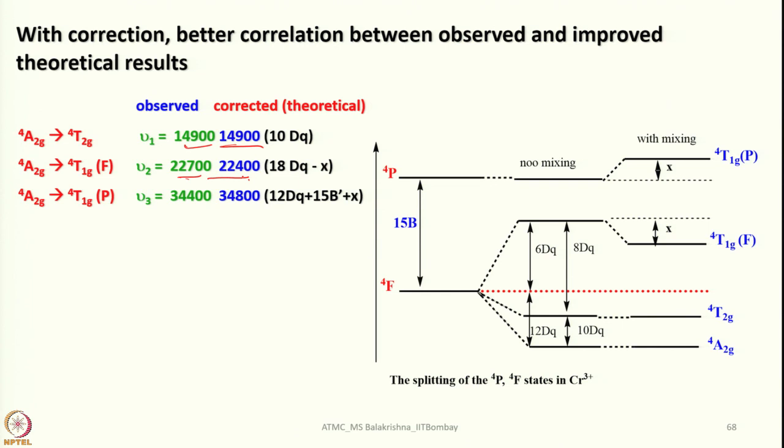7300 is fine, no issues, and now it is 300 less and here it is 300 more. That means when the value is 34,400, 400 can be an acceptable correction, and here 300 is acceptable, whereas here it is exactly the same. So this is how we can make corrections to the theoretical values to match them with observed values obtained from electronic spectra of the corresponding complexes.